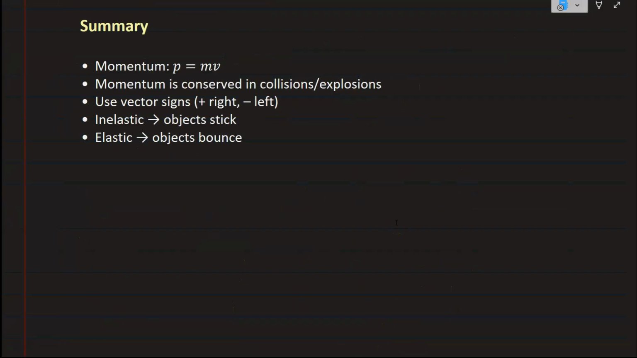So let's summarize the lesson. We have momentum P equal to mv, that's the quantity of movement, and then momentum is conserved in collision and explosion in a closed system. Okay, and then of course we have to use vector signs, positive and negative, to show which way the direction goes. And then of course remember, in a collision we have two types. We have inelastic collisions, where objects stick together, and elastic collisions, where objects bounce off of each other.